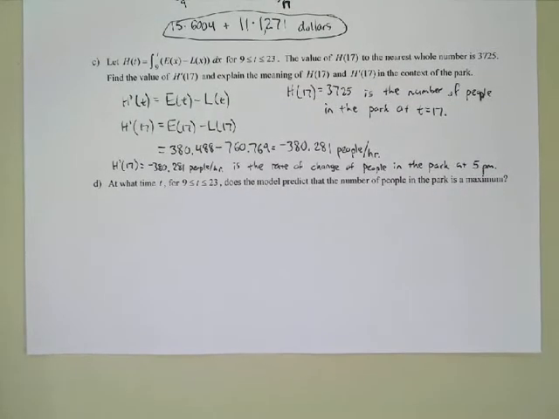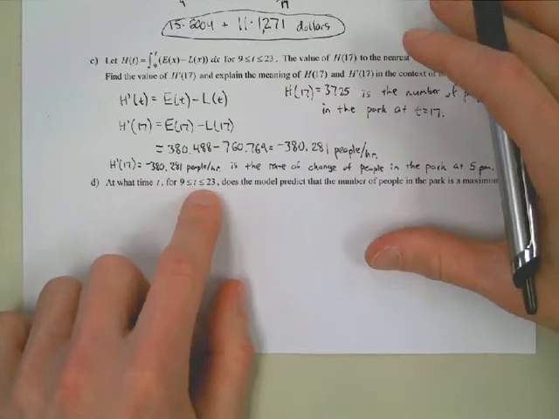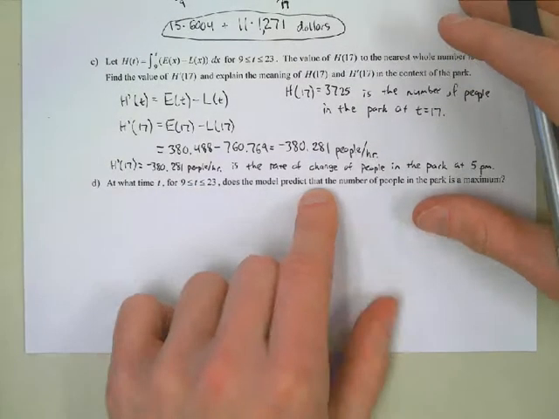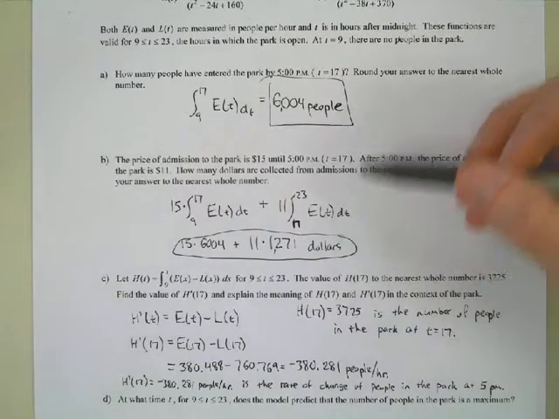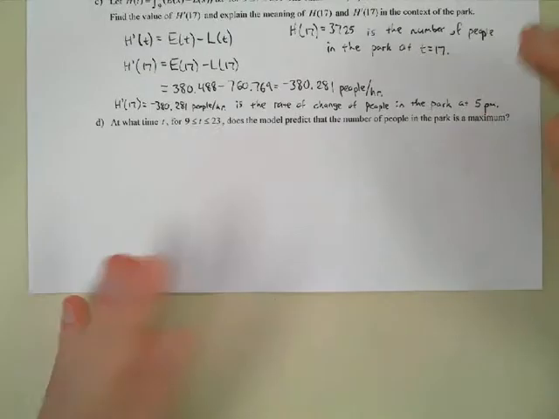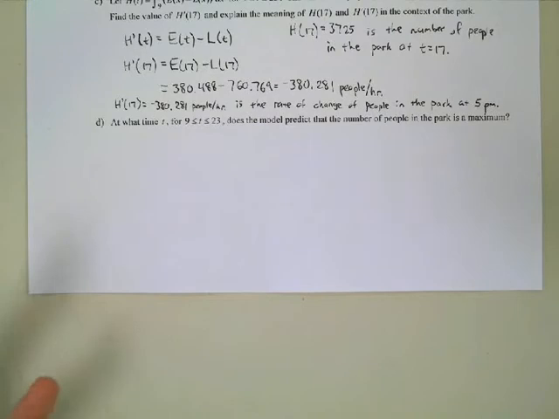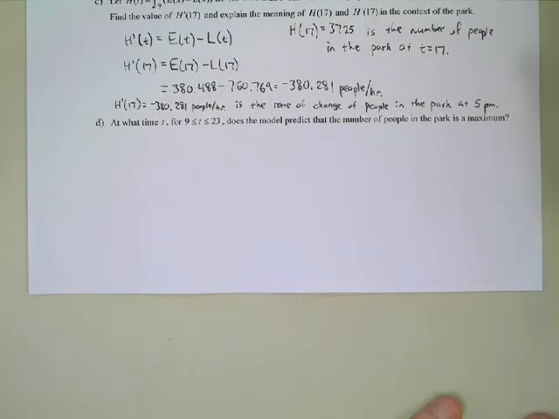All right, so letter D says, at what time t for 9 less than or equal to t less than or equal to 23 does the model predict the number of people in the park is a maximum? Letter D likes to take these kind of curves or turns sometimes. From A to B I can see the progression, and even to C there's some progression. But then letter D, it's like a maximum. How do we find the maximum of something using calculus? Take the derivative.